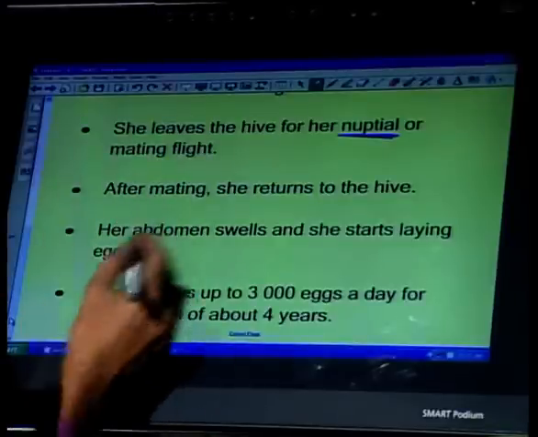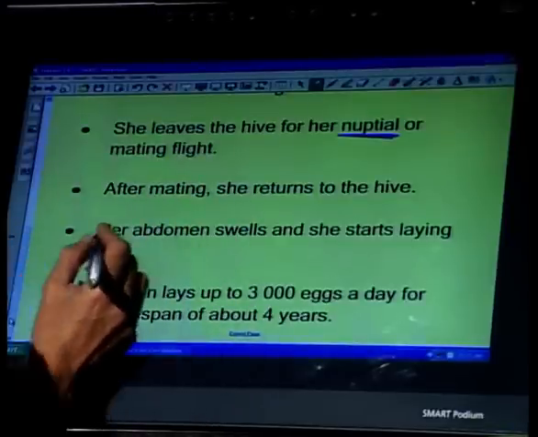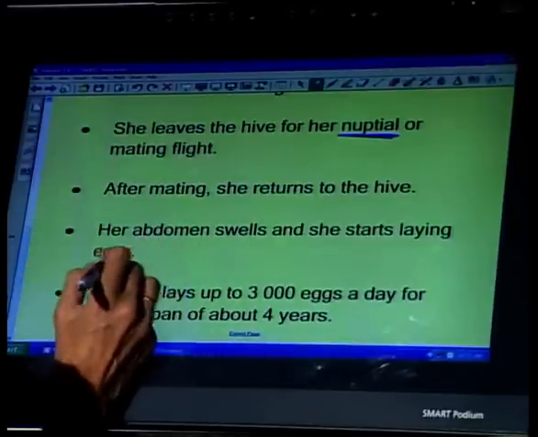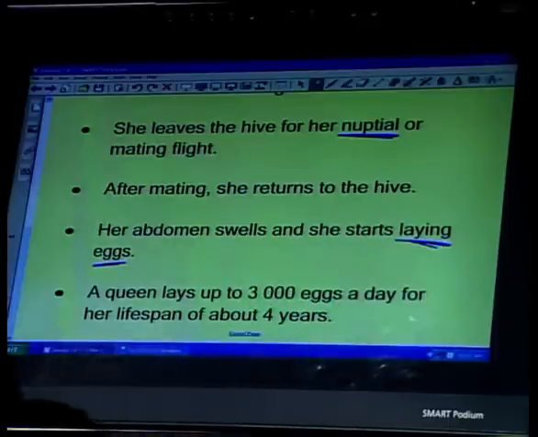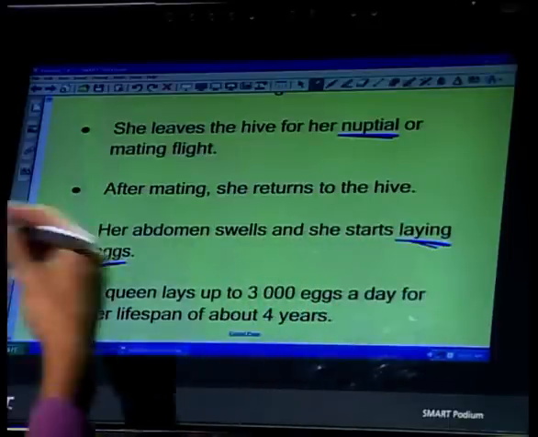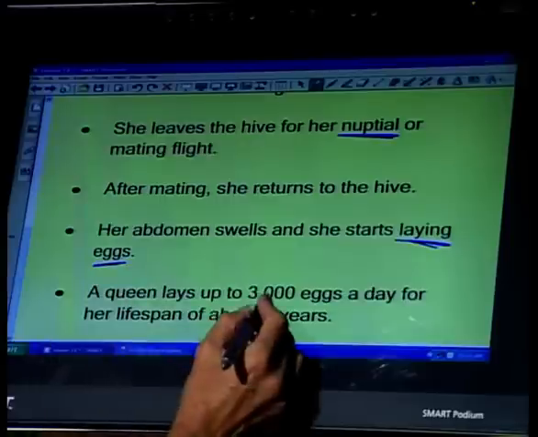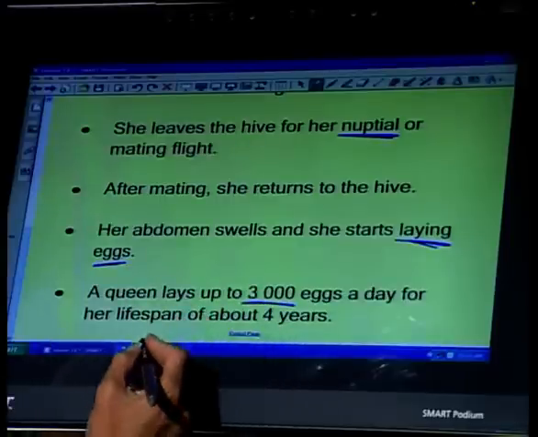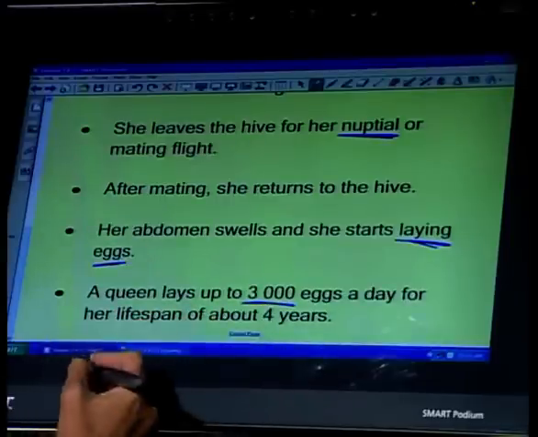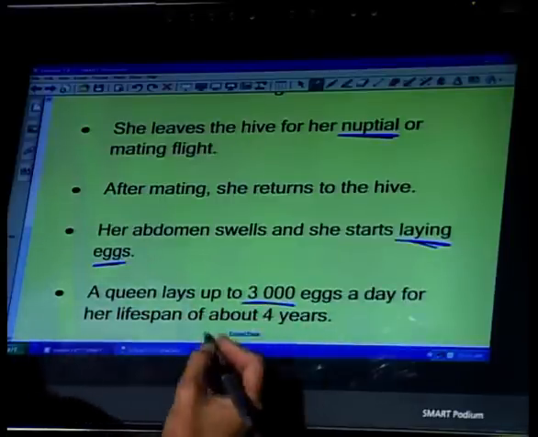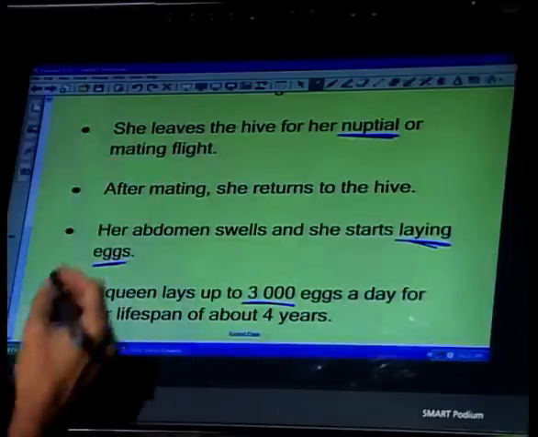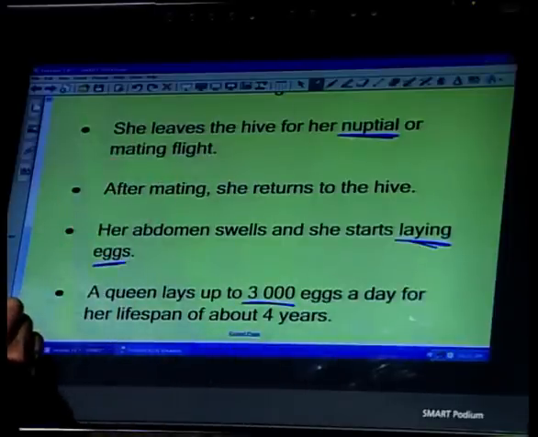And then after mating, she goes back to the hive and she lays eggs, boy. And does she lay eggs? Millions and millions and millions of them, in her lifespan. So she lays up to 3,000 eggs per day for her lifespan of 4 years. Now you go calculate, 4 times 365 times 3,000, that's a lot of eggs.